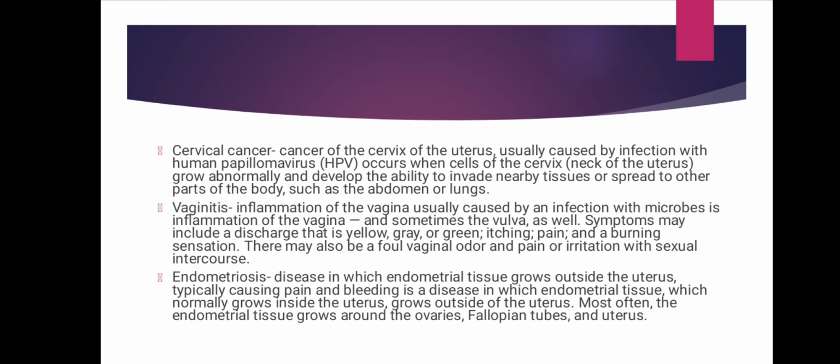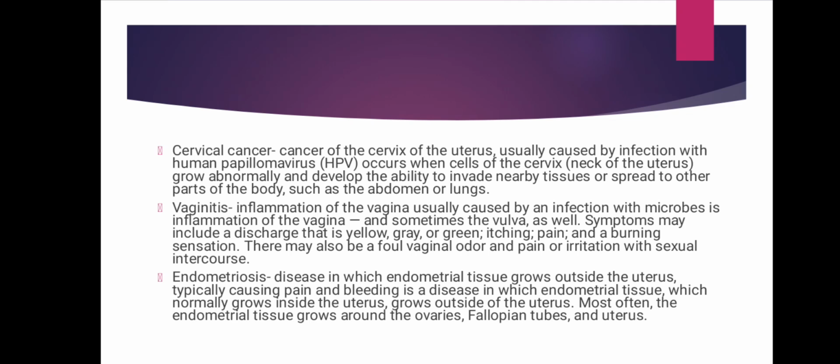Next is vaginitis. Inflammation of the vagina, usually caused by an infection with microbes, is inflammation of the vagina and sometimes the vulva as well. Symptoms may include a discharge that is yellow, gray or green, itching, pain, and a burning sensation. There may also be a foul vaginal odor and pain or irritation with sexual intercourse.